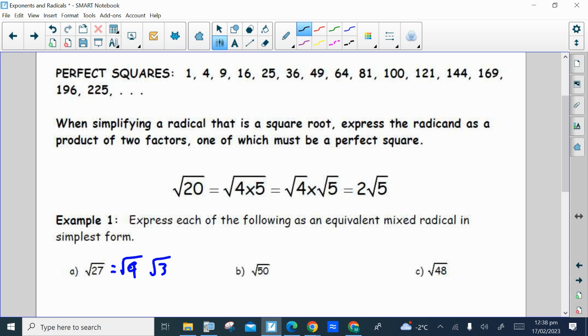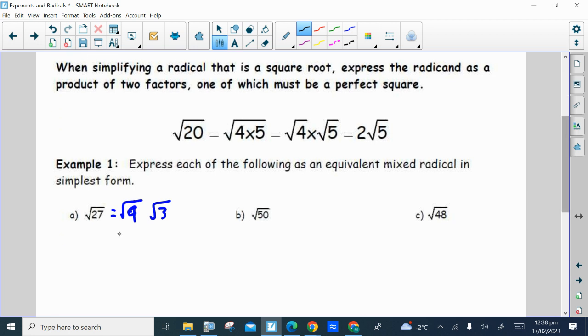Okay? And now, because 9 is a perfect square, the square root of 9 is 3, there's our answer. You cannot do anything with root 3. There's no perfect square that divides into it, except for 1, but if you go root 3 times root 1, you still have the root 3. But there's our answer. We've taken root 27, which was an entire radical, and we've written it as a mixed radical in simplest form.